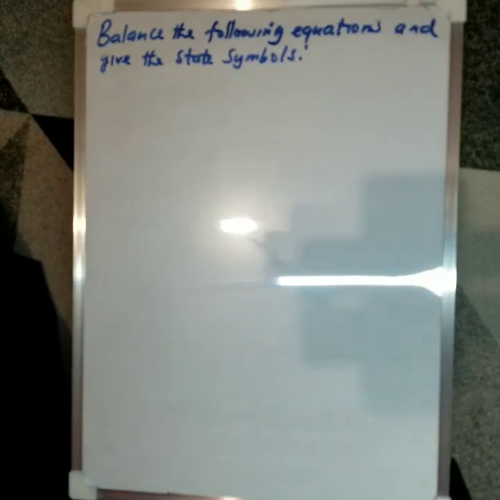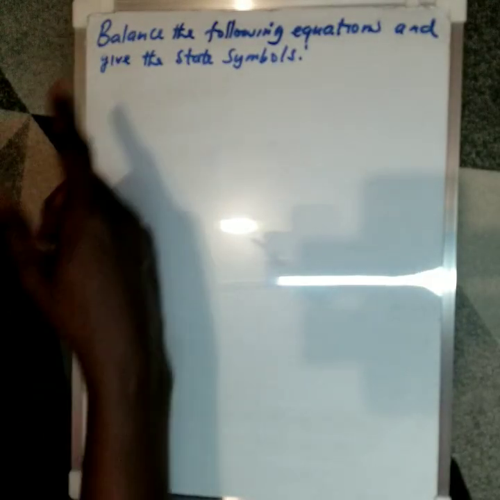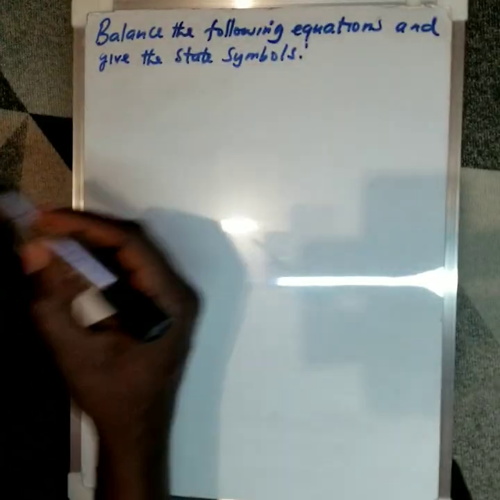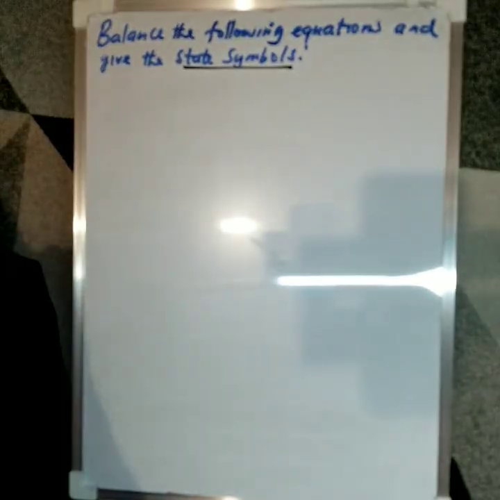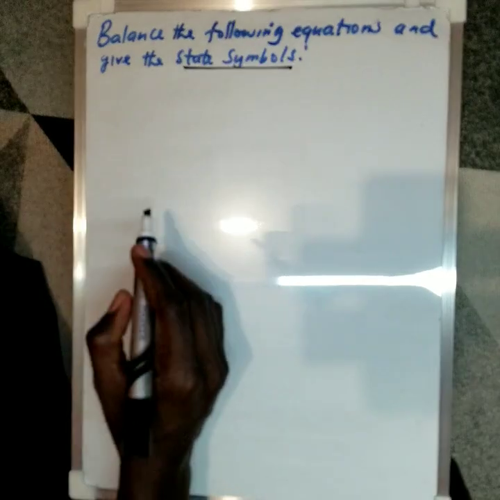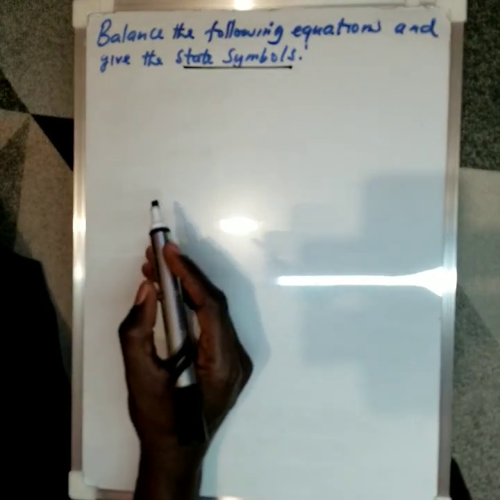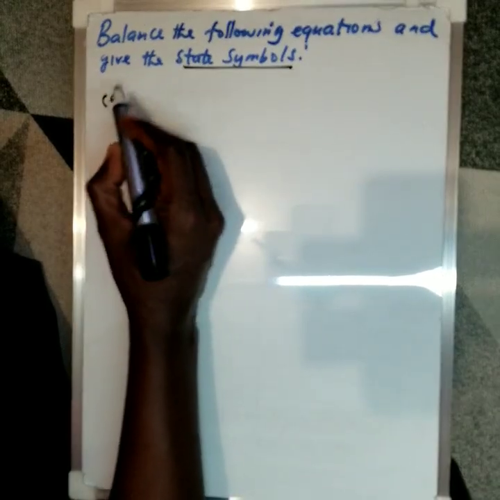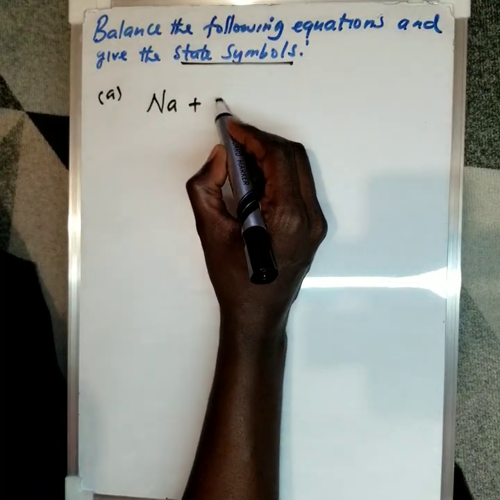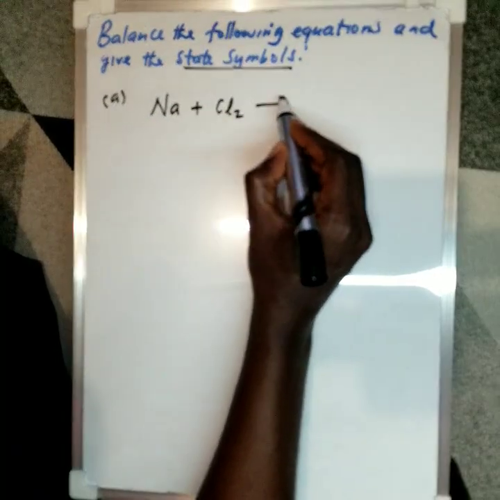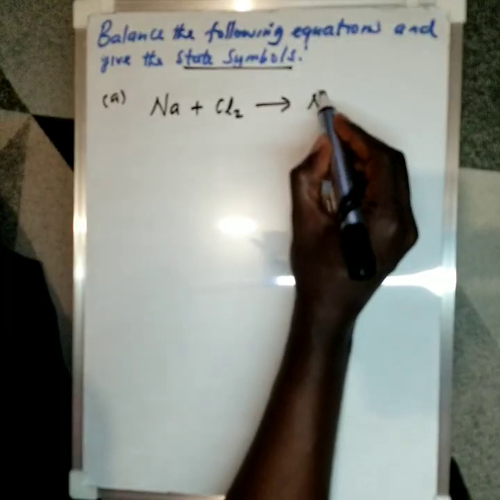So again, in this video we are going to look at some questions. Balance the following equation and give the state symbol. So we want to see again if you're able to remember from my previous video, if you're able to give, in this case, the state symbols. Let's say maybe the first one that we have, you have sodium reacting with chlorine to produce sodium chloride.